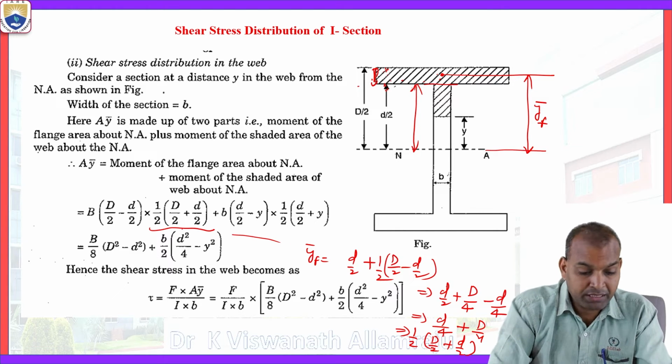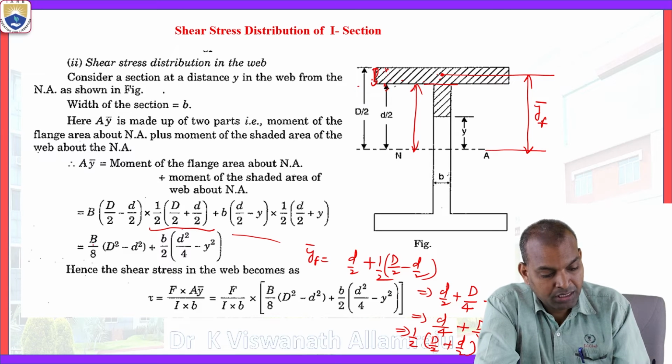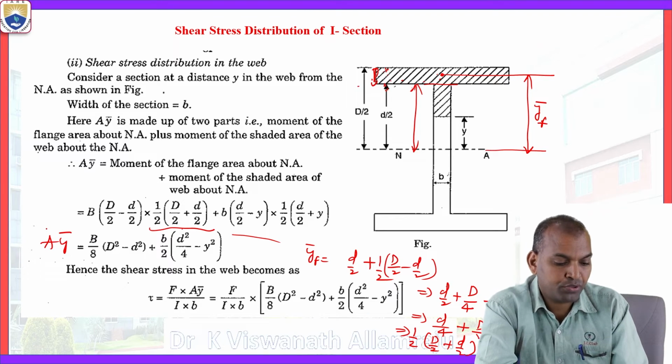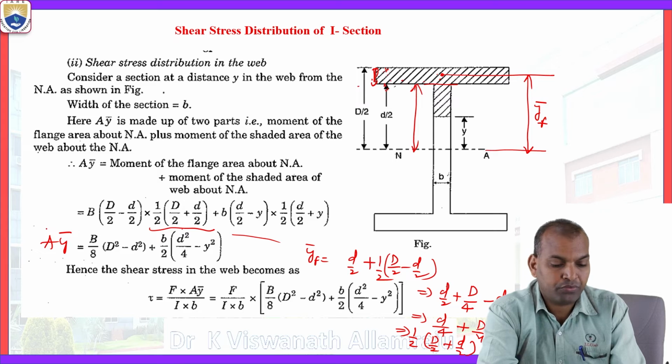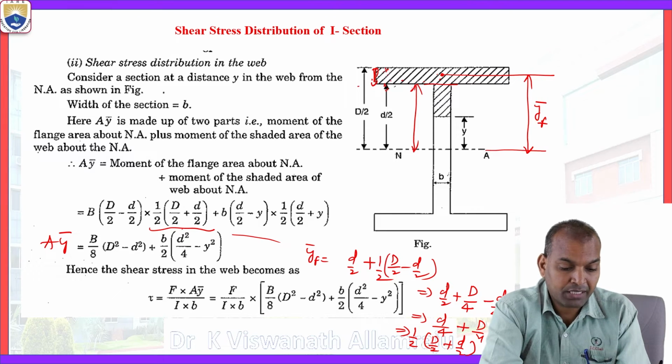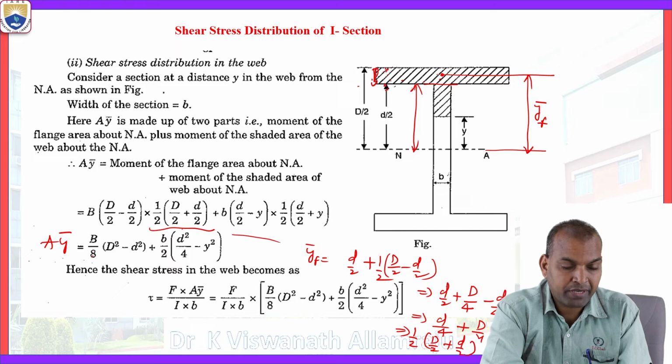After substituting the values in terms of capital D and small d, A y bar, area and y bar, then if you simplify it, the equation becomes B by 8 times capital D square minus small d square plus b by 2 times d square by 4 minus y square.